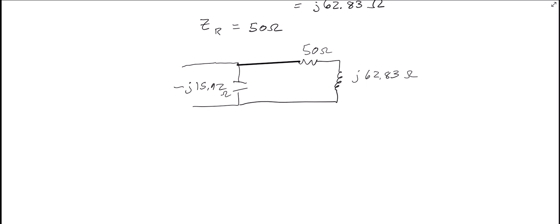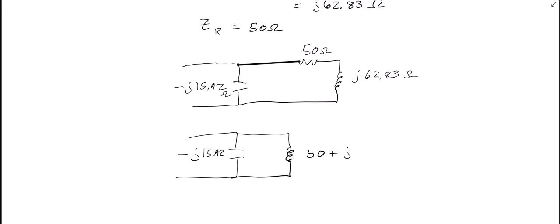So remember I said the advantage of the phasor domain is everything works like resistors. So things that are in series, I can add them. So I will do that. So minus j 15.92, and then this will become 50 plus j 62.83. So the real parts add together and the imaginary parts add together.